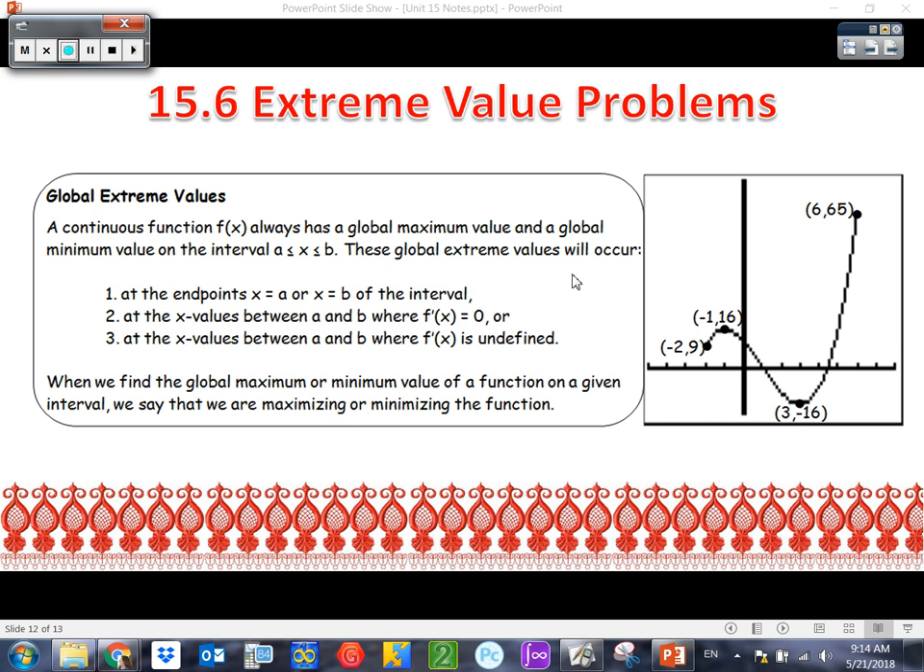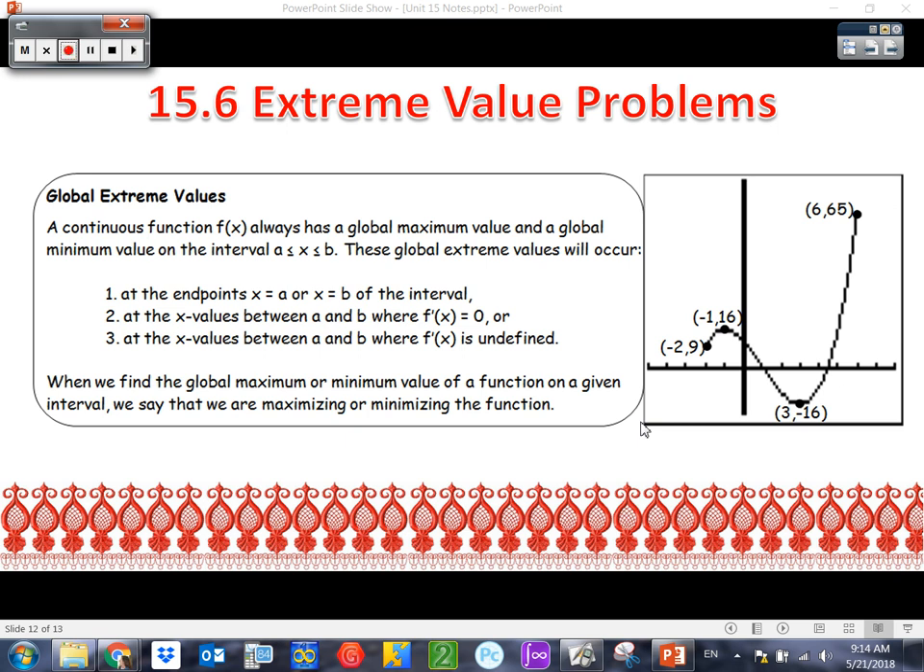It will happen. And so where could that happen? Where could we have the max or min? Well, it could be at the endpoints. That's an option. It could be where the first derivative is 0, or it could be where the first derivative is undefined. These are all three options that we have for finding our absolute extrema. And we'll have a few examples where we walk through that, and I'll show you how to do that.